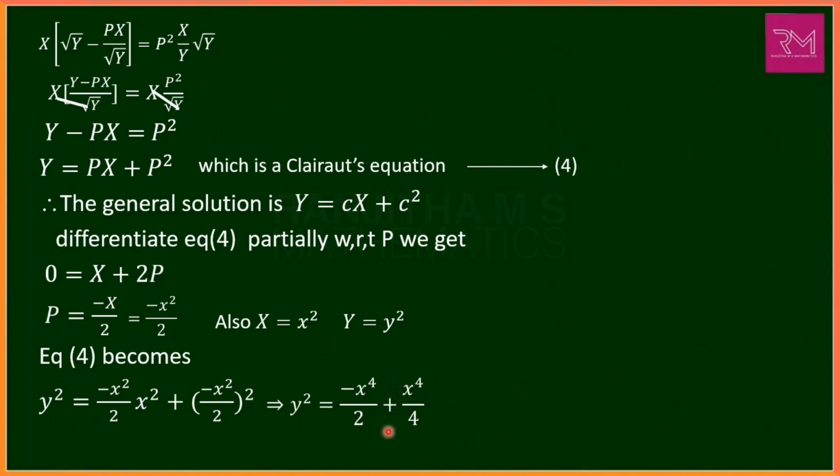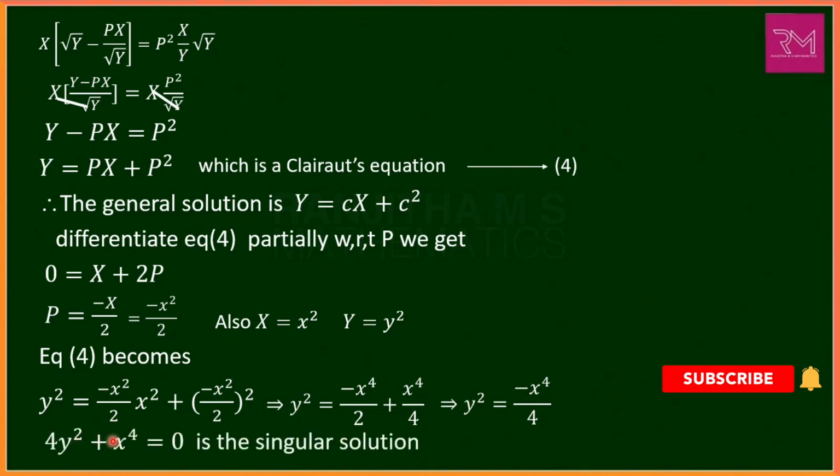Here if we take 4 as LCM and simplify, we get y square, which is equal to minus x power 4 by 4. Take this 4 to the left hand side and this minus x power 4 also to the left hand side, we get 4y square plus x power 4, which is equal to 0. So this is a singular solution for a given nonlinear differential equation. This completes the problem. These are all very important problems. Let's solve some more problems so that you can understand in a better way.